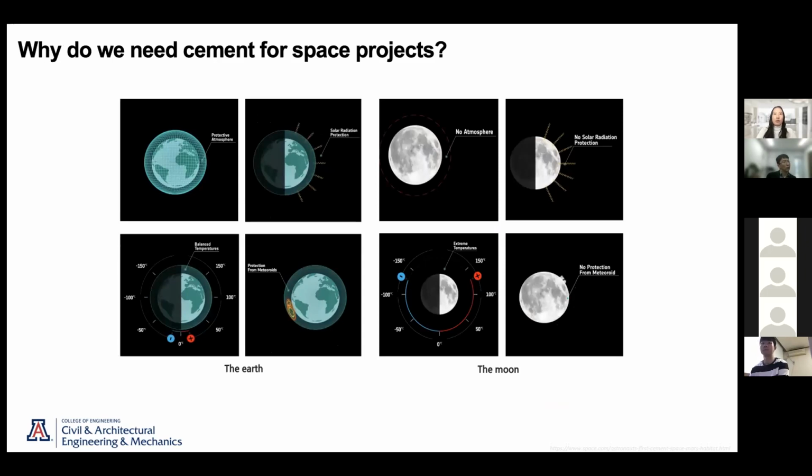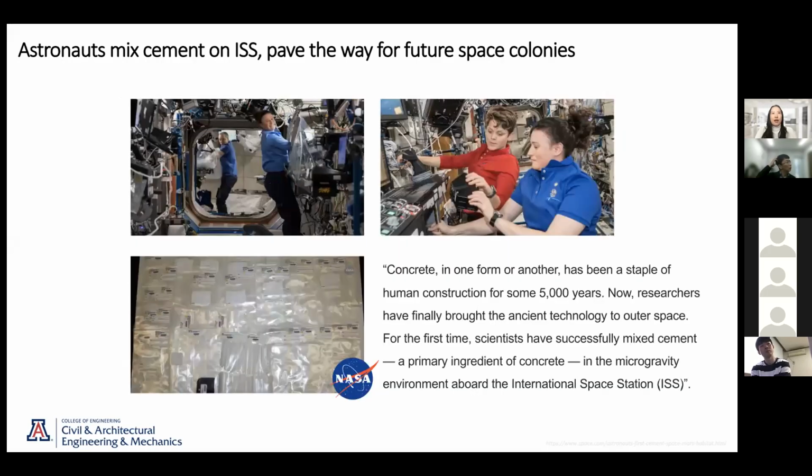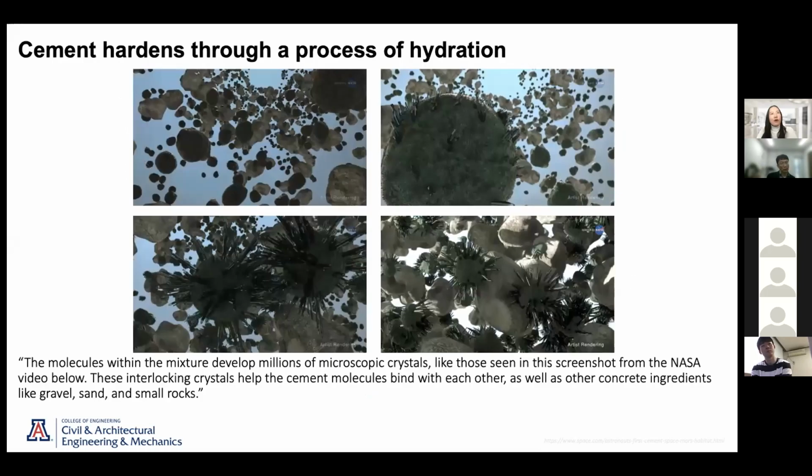The temperature of the moon ranges from minus 150 degrees Celsius to plus 150 degrees Celsius. And cement requires water for setting the phases, but it is difficult to get water in space. For this reason, astronauts keep conducting experiments for future space construction. Therefore, further studies on cement hydration are needed.